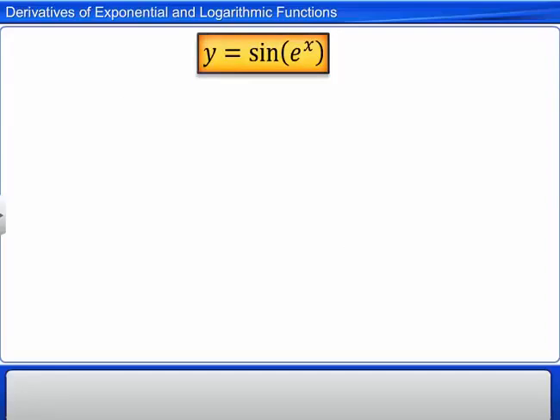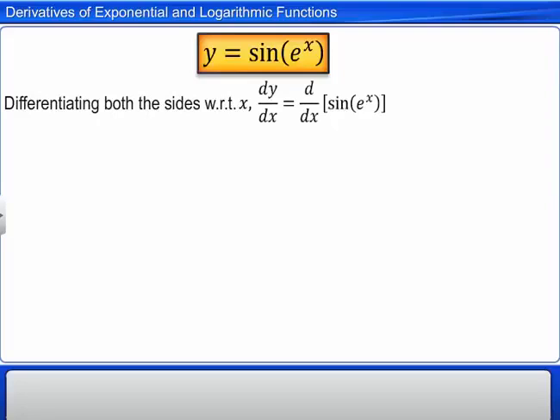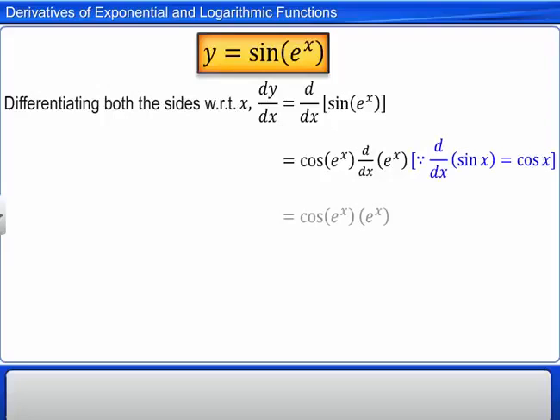Differentiating both the sides with respect to x, we get dy by dx is equal to d by dx of sine of e raised to the power x. By applying the chain rule, the derivative of sine of e raised to the power x with respect to x is equal to cos of e raised to the power x into d by dx of e raised to the power x. The derivative of e raised to the power x with respect to x is e raised to the power x. Therefore, dy by dx is equal to e raised to the power x into cos of e raised to the power x.